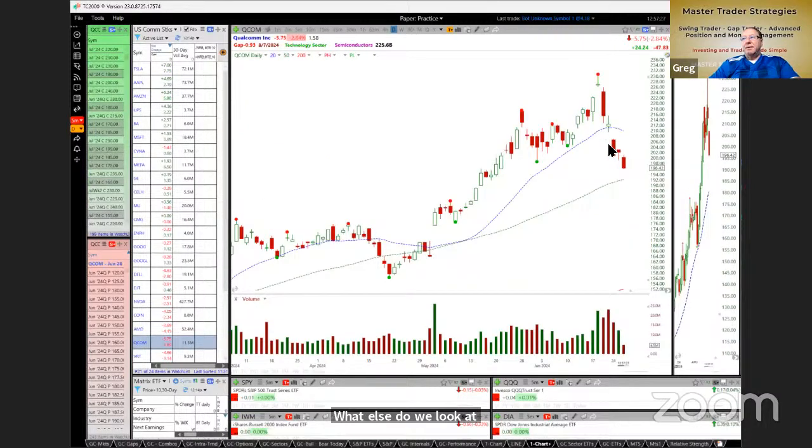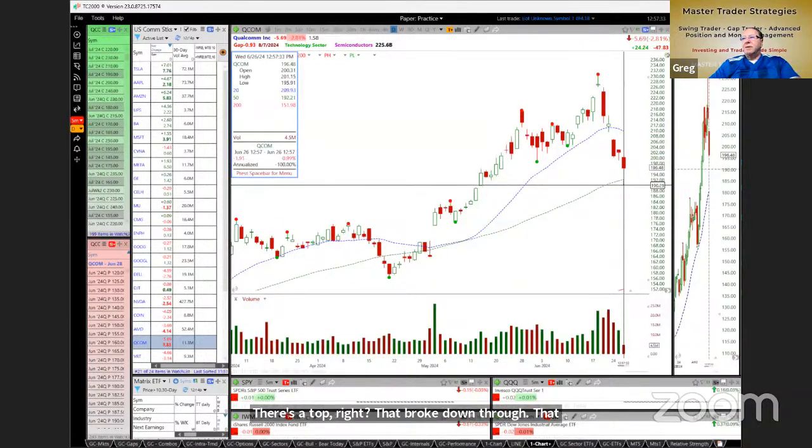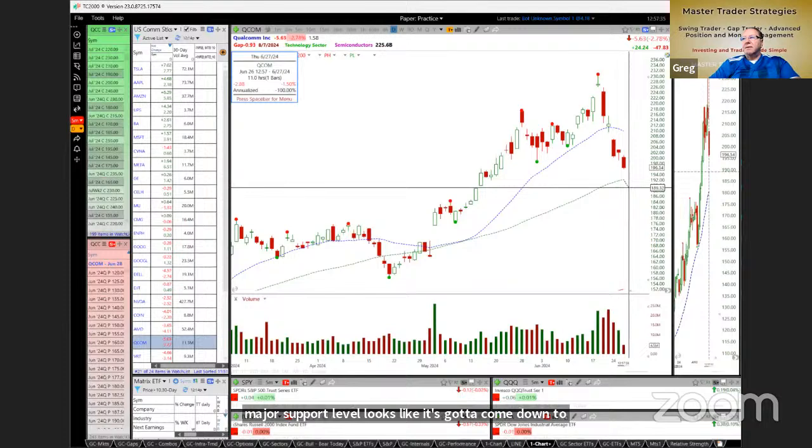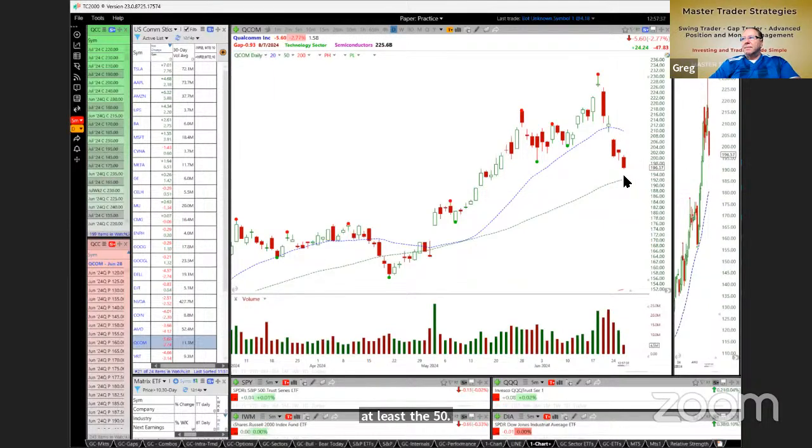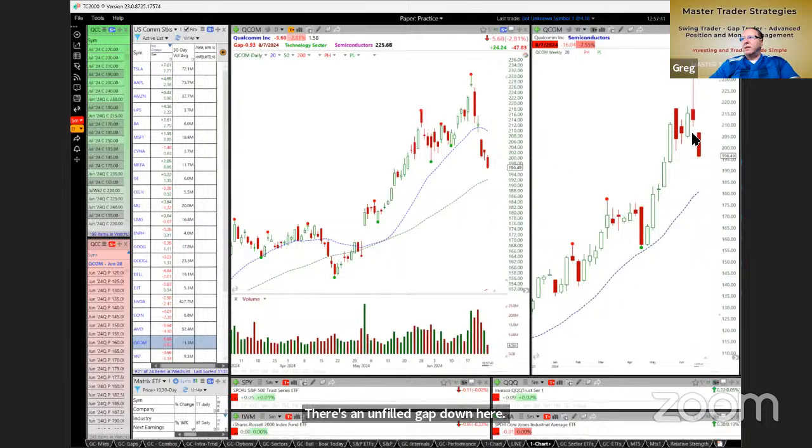There's a top, right? That broke down through that major support level. It looks like it's got to come down to at least the 50. There's an unfilled gap down here. I think this is my weekly chart. That's your weekly chart. So it gets you a big topping tail bar there.